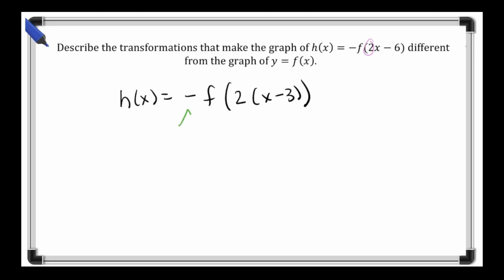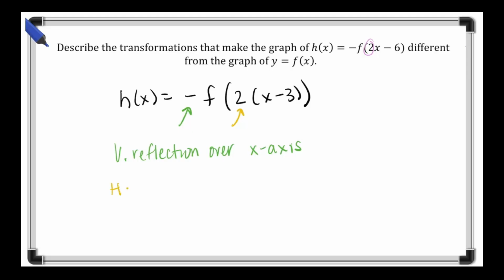So the first thing we're going to look at is that negative that's in the front. So again, we have a vertical reflection, and again, that's changing your y values, and that's going to jump over the x-axis. That 2, that is inside, right? Still next to your x, inside your function.